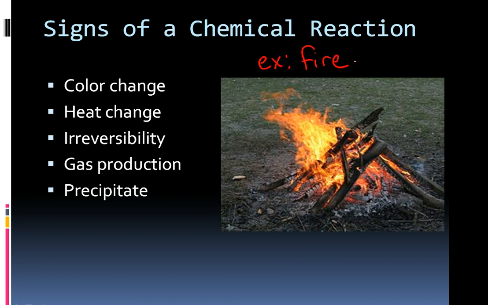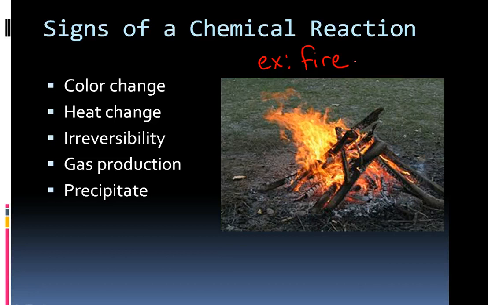In a fire, if you notice the logs might start off as kind of a brown color, but they're going to change color in a chemical reaction. And let me back up for a second. Now, these changes may not occur in every reaction. So you may not always see a color change or a heat change, but most of the time you're going to see almost all of these, like in a fire. So we have a color change. The wood turns from brown to a black or gray color. Heat change. Obviously, if we burn something, it's going to change the heat given off.